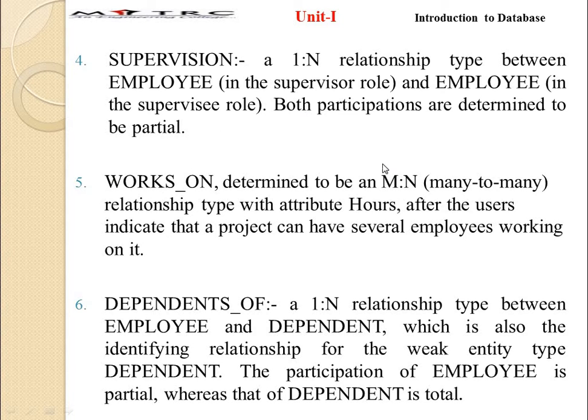Similarly, we have the next relationship type, works on. Works on is determined to be m:n, that is many to many, with the attribute hour, which indicates that a project can have several employees working on it.